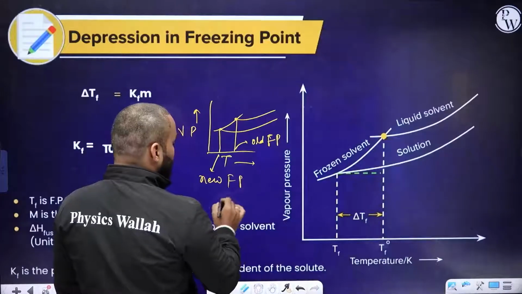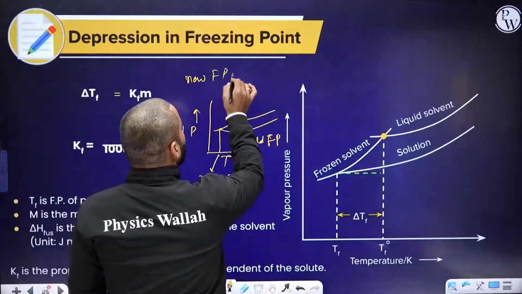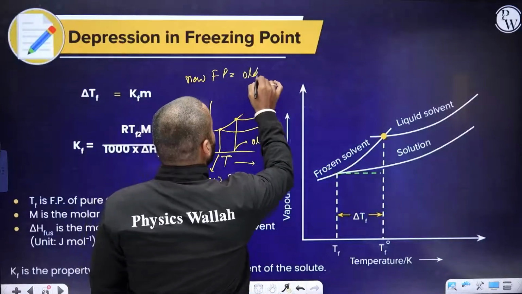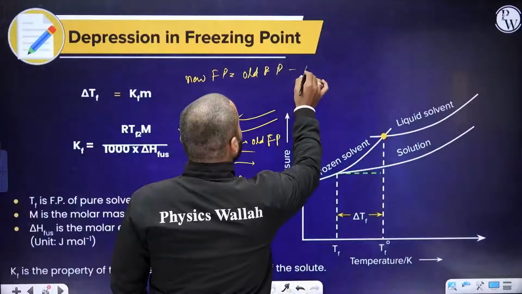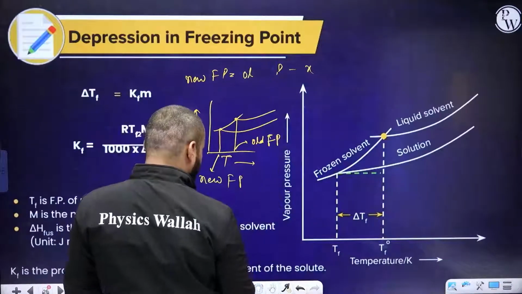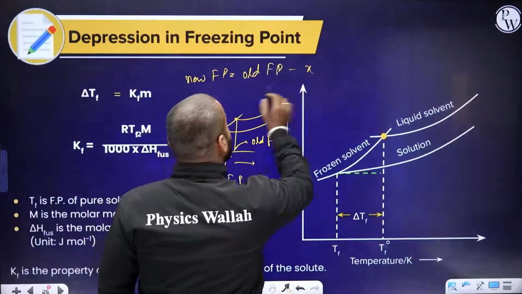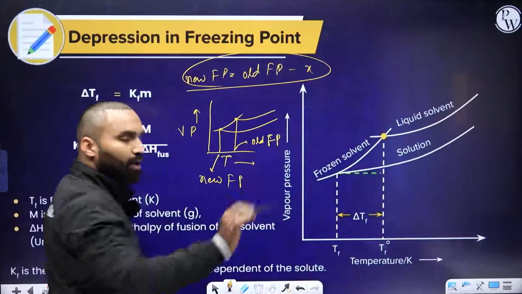So the new freezing point will always be equal to the old freezing point minus x. So it will always be a lower number. Understood, everybody? It will always be a lower number, freezing point minus x value. Remember this relation. Okay, good.